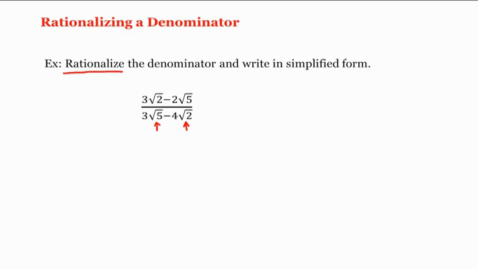Remember, to rationalize the denominator means to make the denominator a rational number. And we can do that by multiplying both the numerator and denominator by the conjugate of the denominator. And remember, the conjugate is the same expression, but we just change the minus to a plus. And if we multiplied our denominator by this, we need to multiply our numerator by this as well.